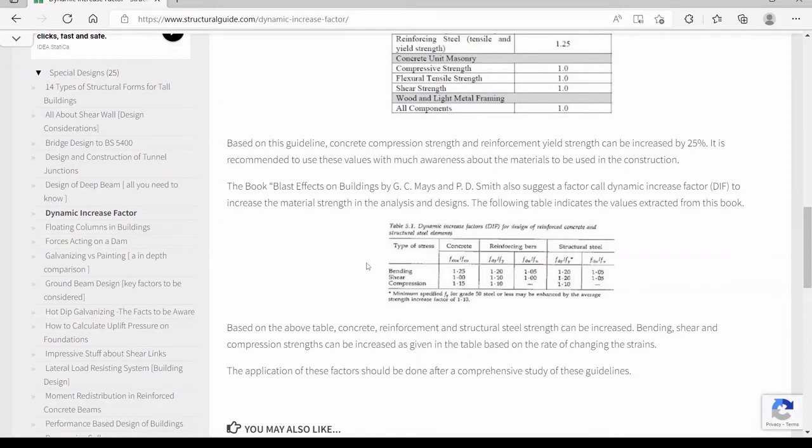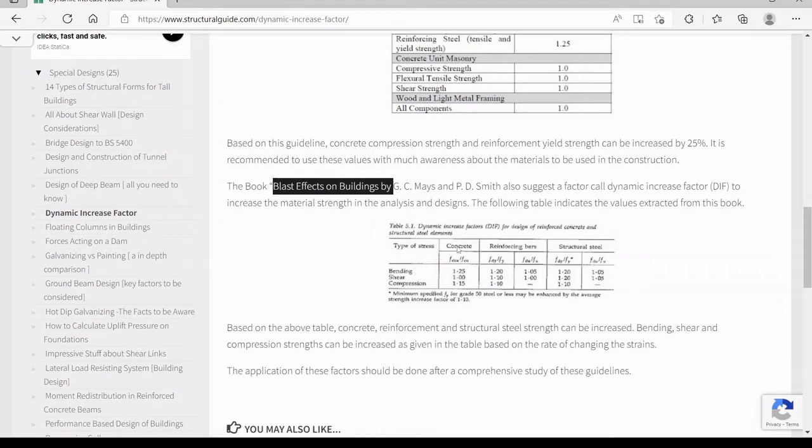Now, in this case, we can enhance the characteristic cube strength, reinforcement yield strength, reinforcement tensile strength, and structural steel yield strength and tensile strength. For bending, shear, and compression forces, we can enhance these parameters. According to the guideline given in the book Blast Effects on Buildings, they have given a table for enhancement factors.